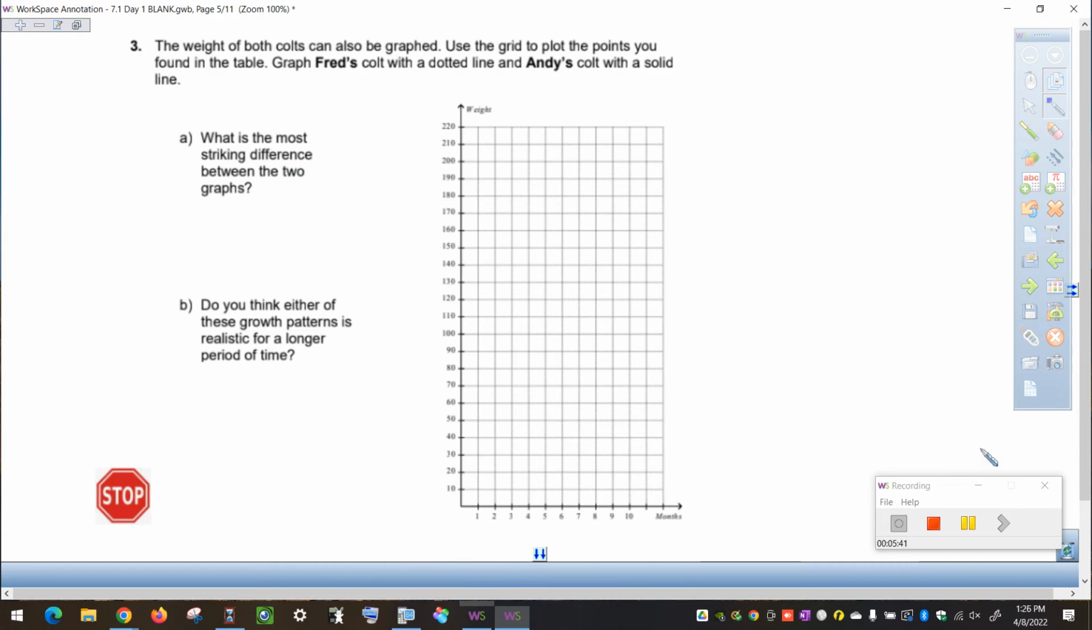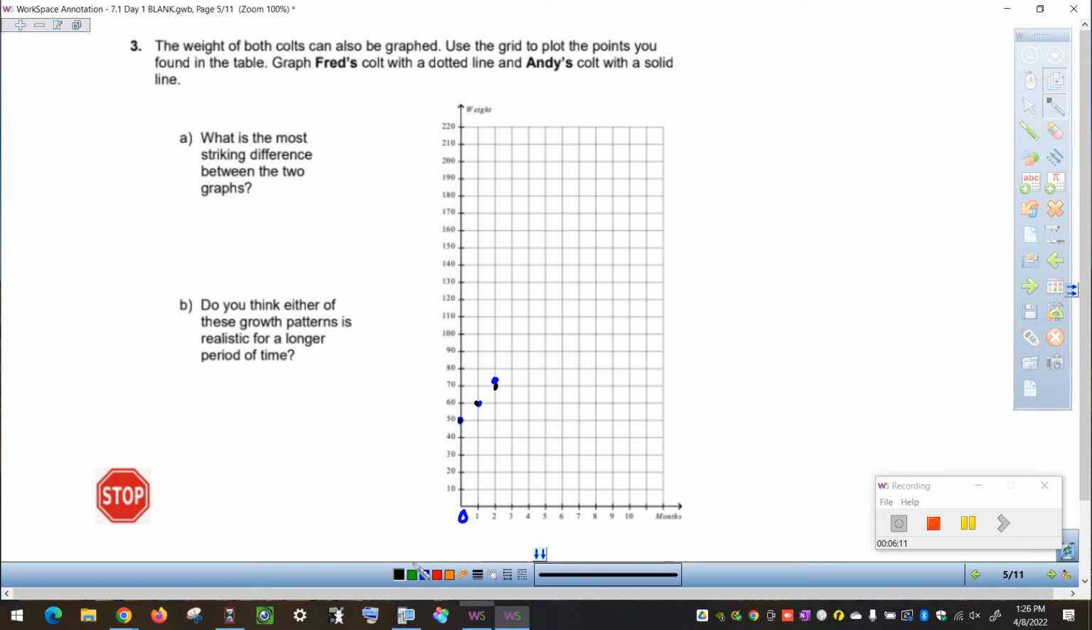Now, they actually both have the same position to start with because at 0 months, they both have a starting weight of 50. It looks like that's the y-intercept here on our graph. And after the first month, they both have a weight of 60. And then this is where they're going to start to branch off. On Fred's, after 2 months, he was at 70. Andy's was a little bit higher at 72.